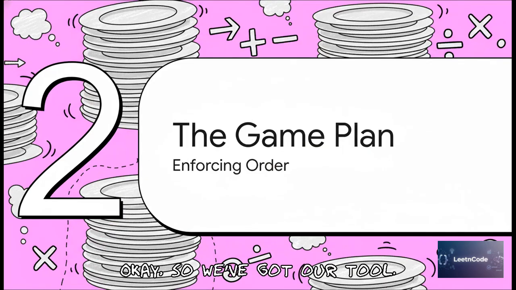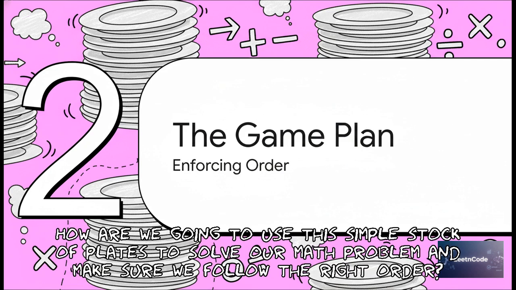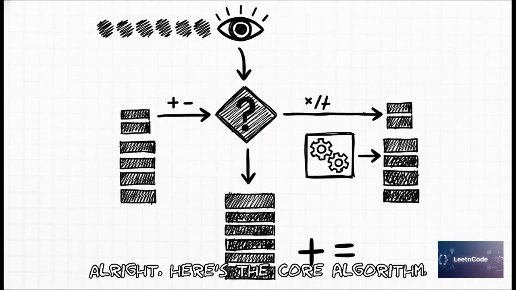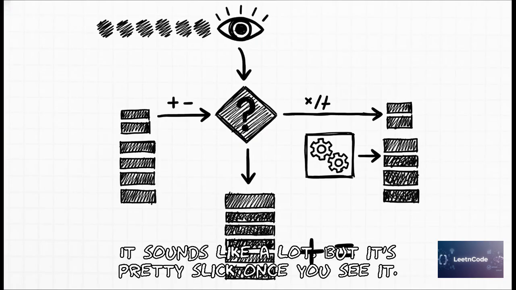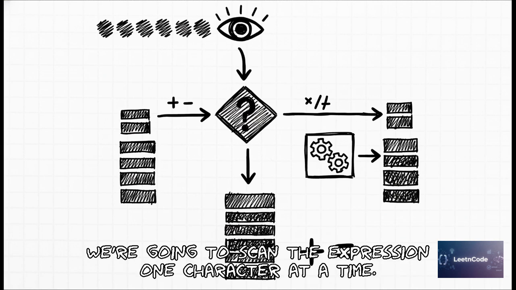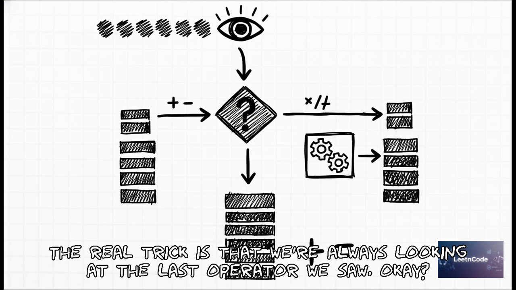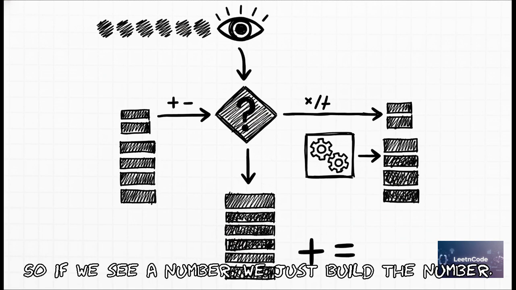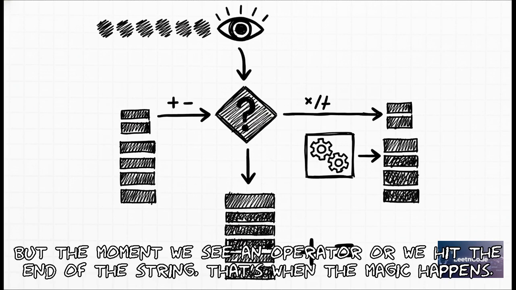Okay, so we've got our tool. We understand how it works. Now, let's map out the game plan. How are we going to use this simple stack of plates to solve our math problem and make sure we follow the right order? All right, here's the core algorithm. It sounds like a lot, but it's pretty slick once you see it. We're going to scan the expression one character at a time. The real trick is that we're always looking at the last operator we saw, okay? So if we see a number, we just build the number. But the moment we see an operator, or we hit the end of the string, that's when the magic happens.